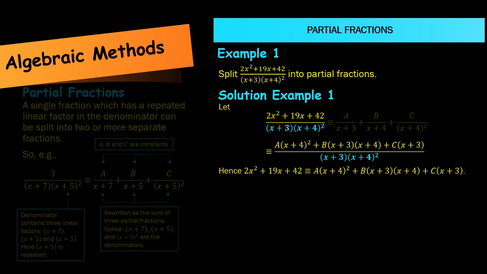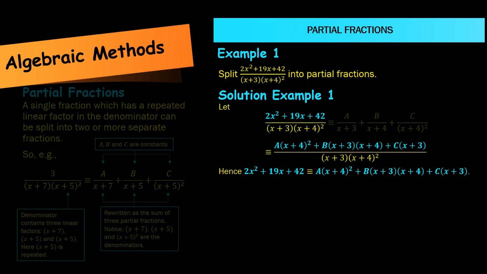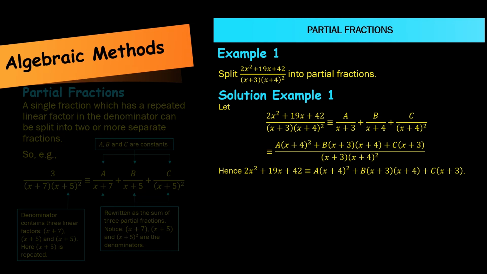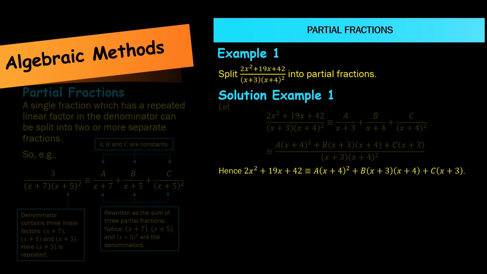Now, since the denominators are the same, as you can see highlighted in red, we can conclude that the numerators are the same. When x equals minus 4, this is going to allow us to calculate the value of C, because the A term and the B term will disappear.